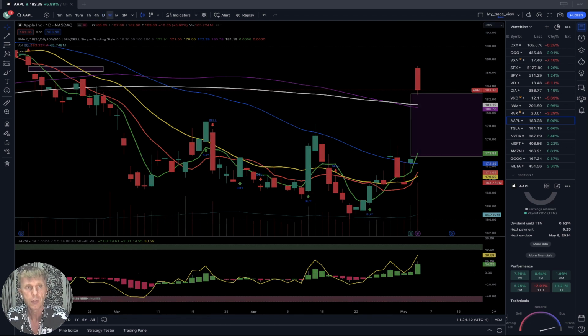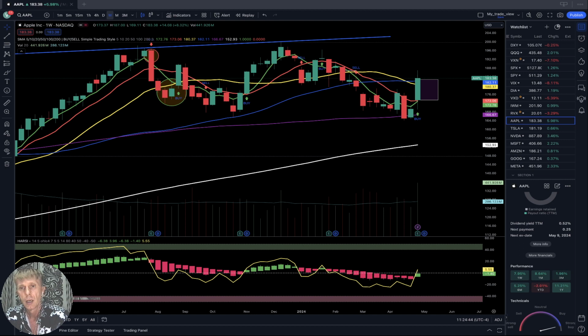Weekly time frame for Apple. Powerful week, right? Green powerful week, and it closed above all moving averages. Bullish trend weekly also for Apple.